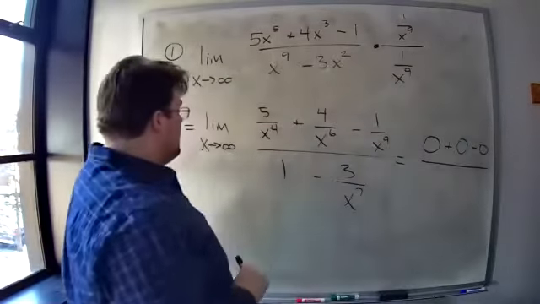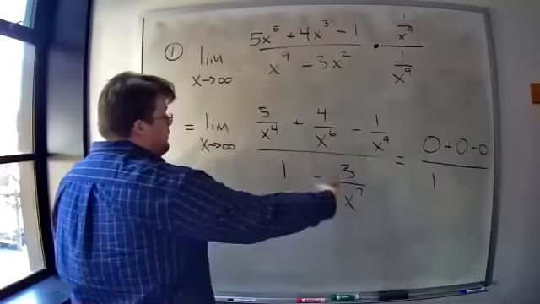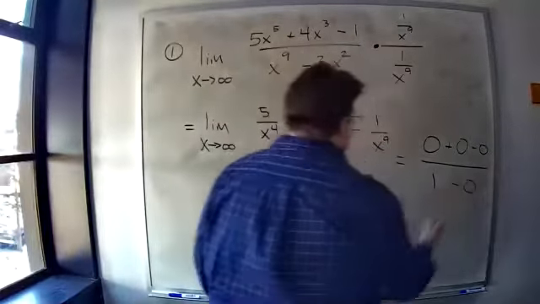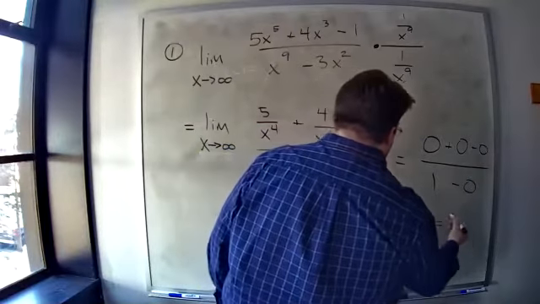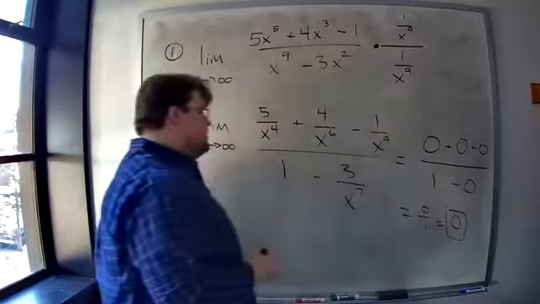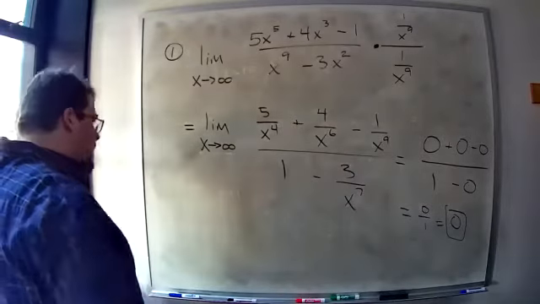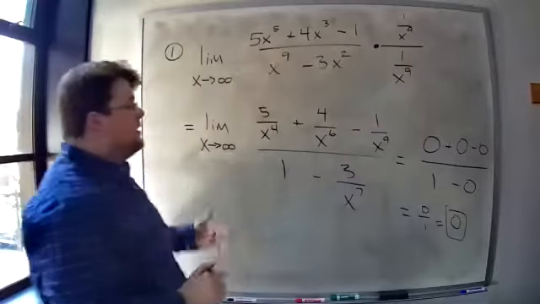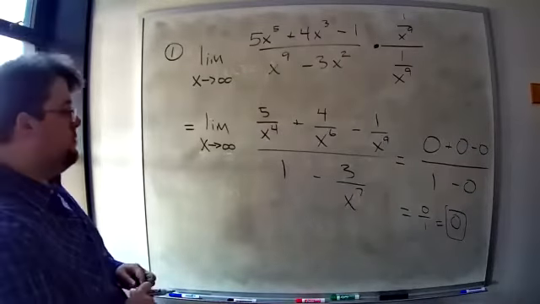And in the denominator, as x goes to infinity, 1 doesn't change. And 3 over x to the 7th again goes to 0 as x goes to infinity. And then this fraction is 0 over 1, which reduces to 0. So observe the denominator and multiply, and then it'll turn into something like this, where you can then take limits on each piece.